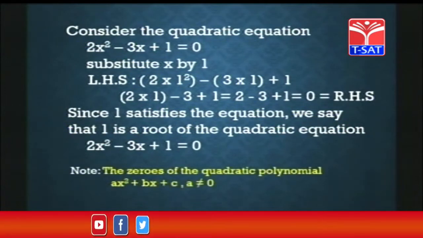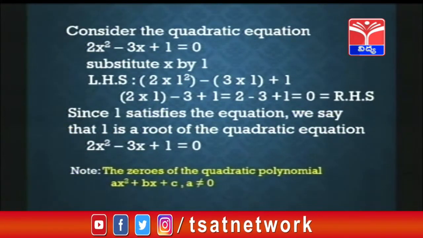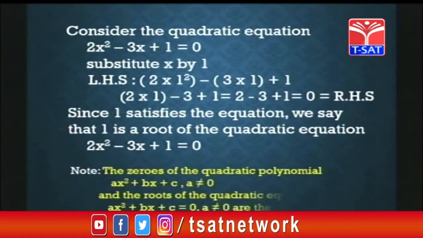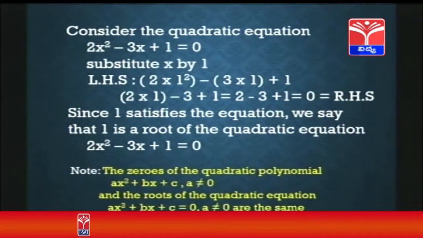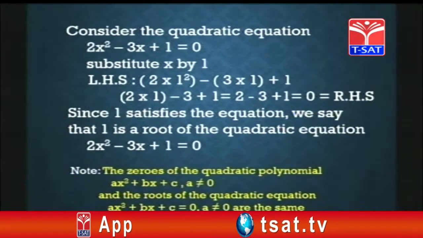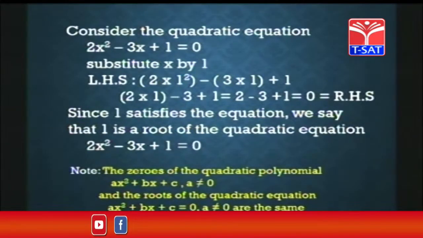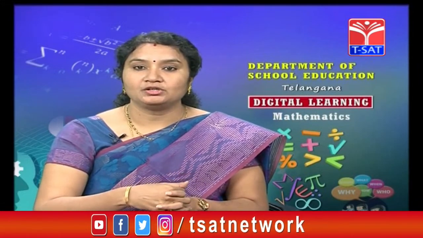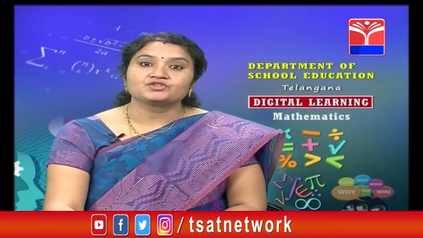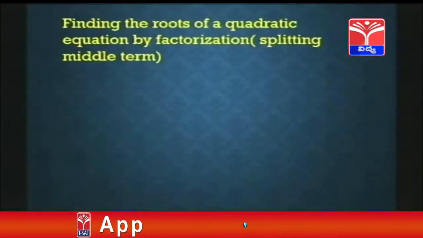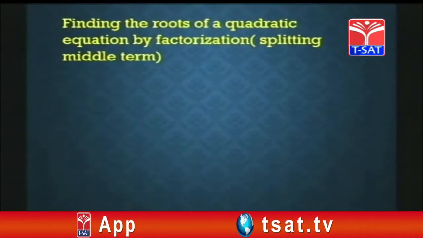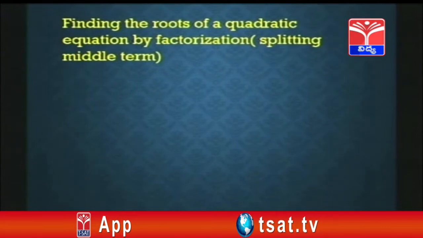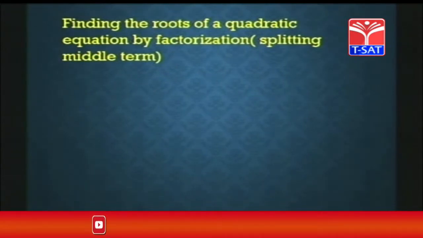Now children, please make a note that the zeros of the quadratic polynomial ax square plus bx plus c, where a is not equal to 0, and the roots of the quadratic equation ax square plus bx plus c is equal to 0, where a is not equal to 0, are the same, which means zeros of a quadratic polynomial or the roots of a quadratic equation, both are same. Now let's try to find the roots of a quadratic equation by factorization, that is splitting the middle term, which you have learnt in your previous class.